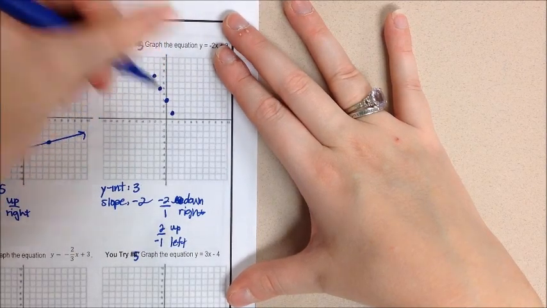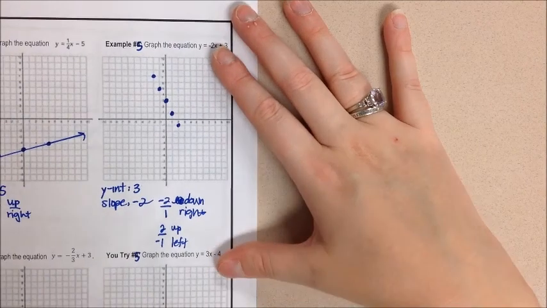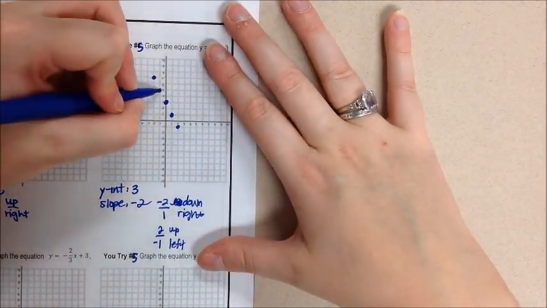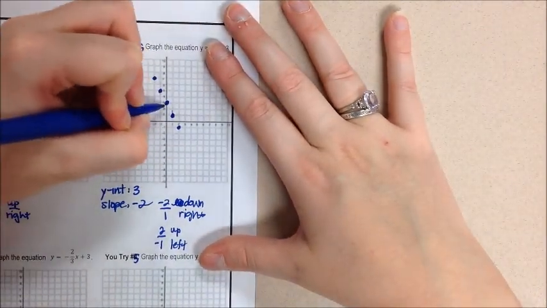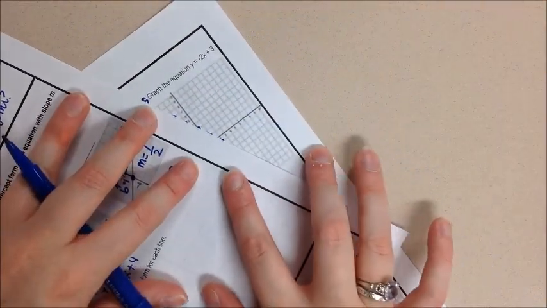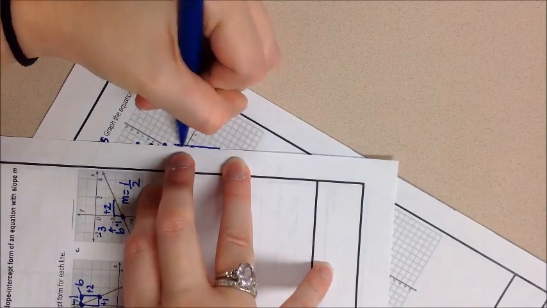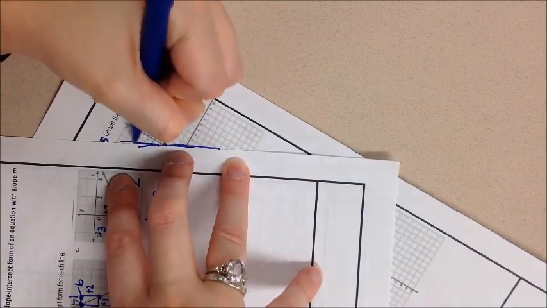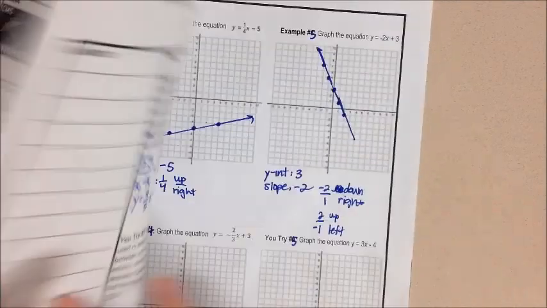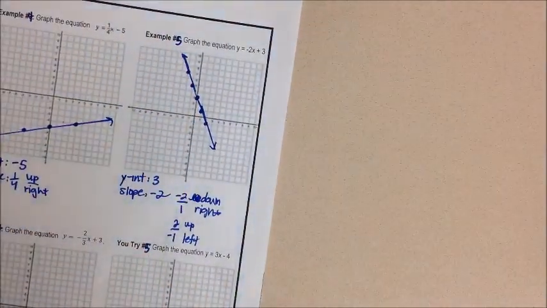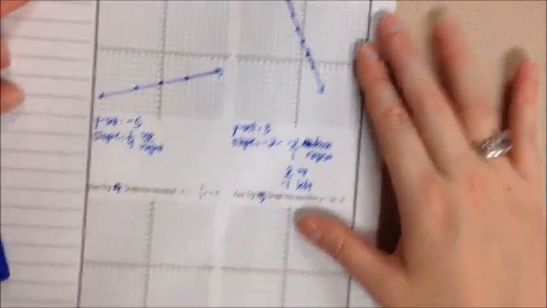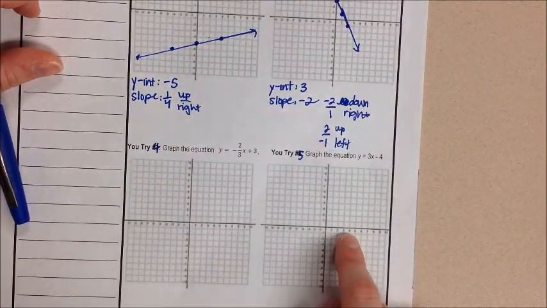I'm going to do a couple more. You can always check: up, over, up, over. It should always be the same. Then I can draw my line. If you can't do it, get a ruler or use the side of a piece of paper, whatever works best for you. Go ahead and do the U-try 4 and the U-try 5.